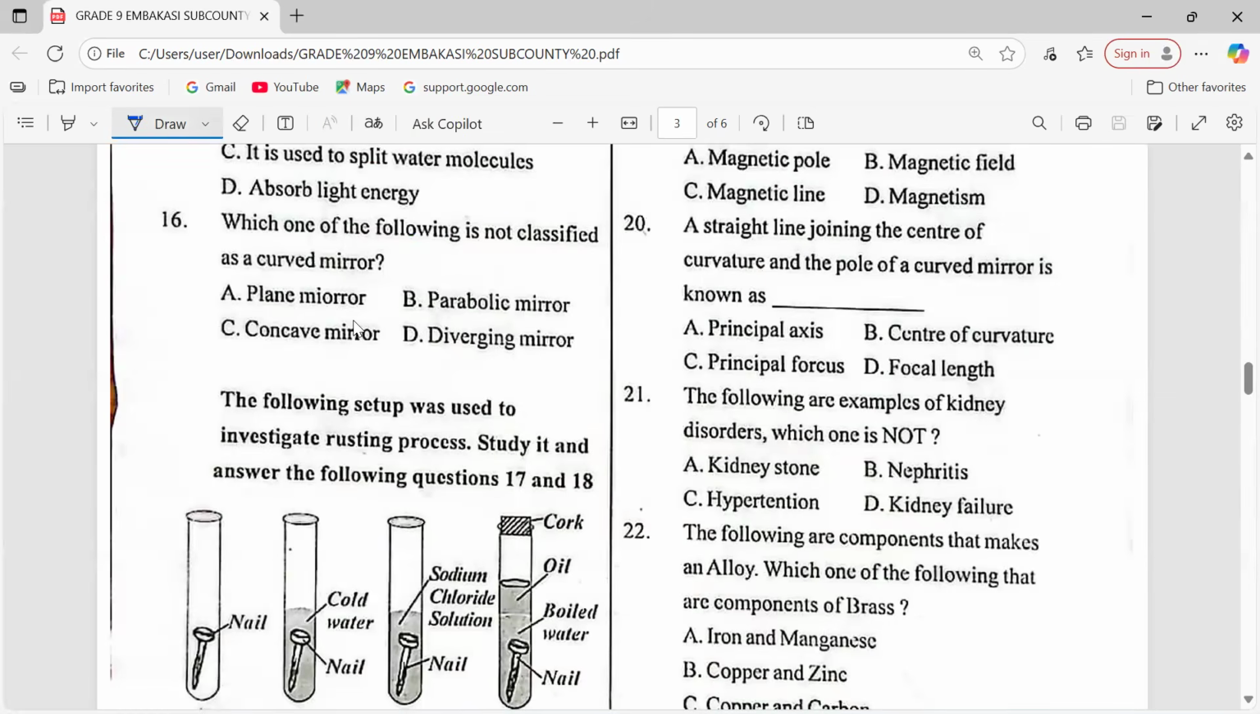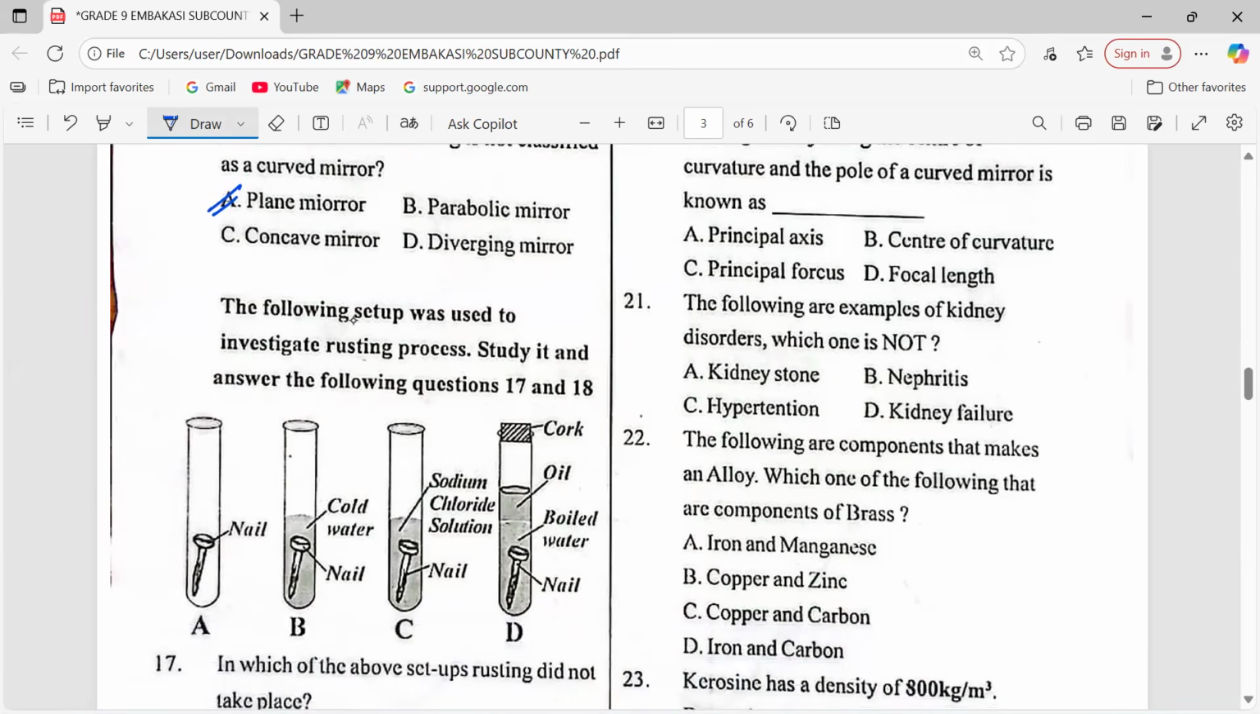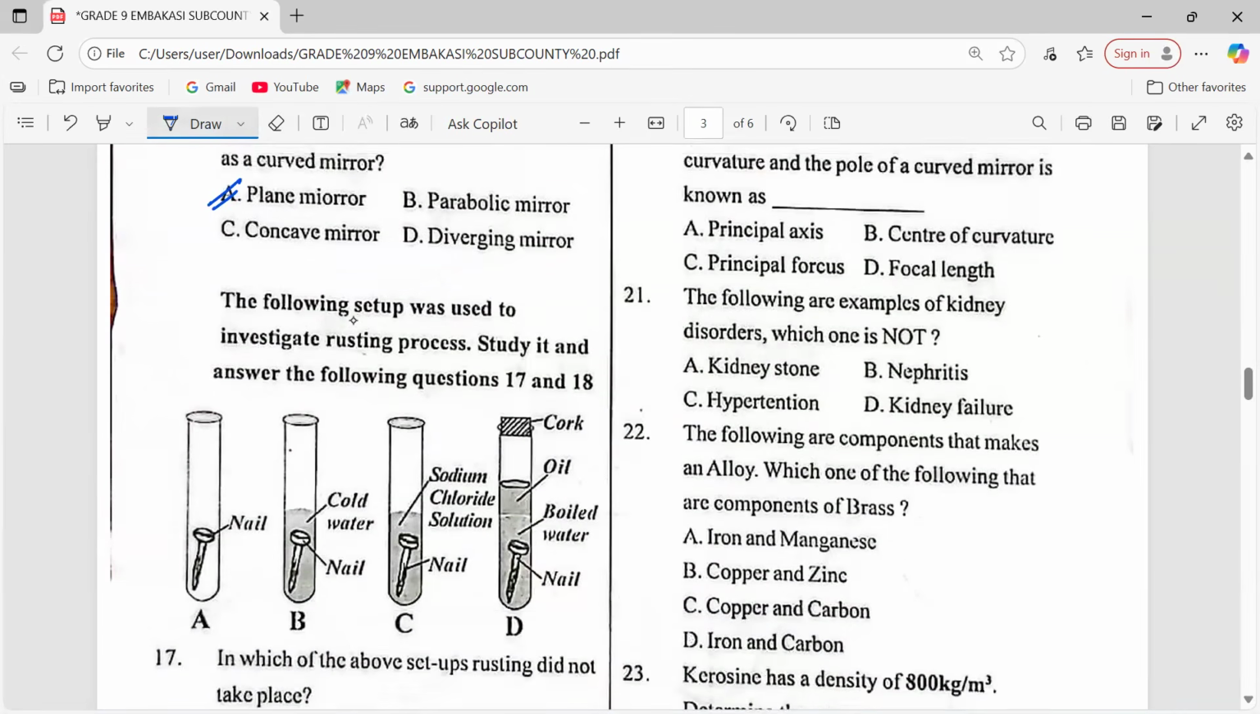Which of the following is not classified as a curved mirror? We have a plain mirror. A plain mirror cannot be curved, so it's definitely the odd one out. We have parabolic mirrors, we have concave, and we have diverging. Diverging is also called convex. Parabolic mirrors are reflecting surfaces obtained from a conical surface, so they are more curved than the ones obtained from spherical objects.